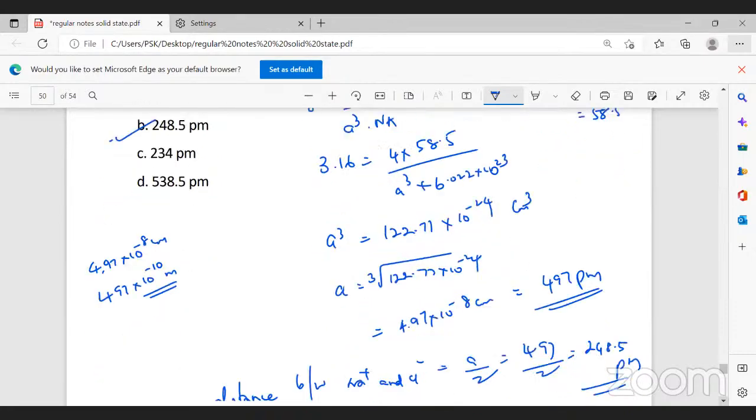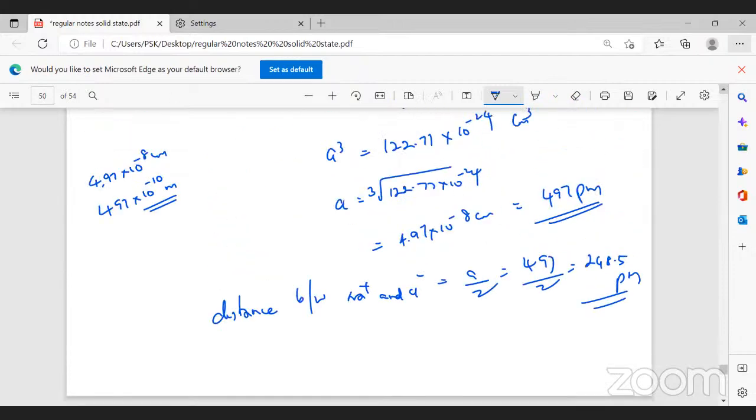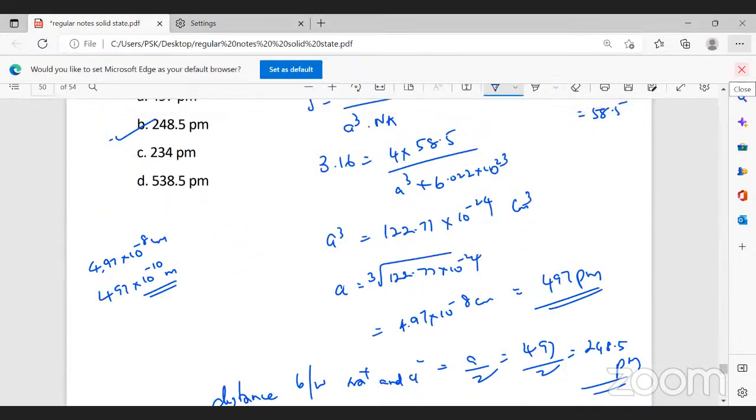So these many questions we have learned. If you have any clarification, you can ask me quickly. Or else we'll work some more questions. I have to write some other questions. So till here, what we've done in the chapter solids, if you have any clarifications, you can ask me.